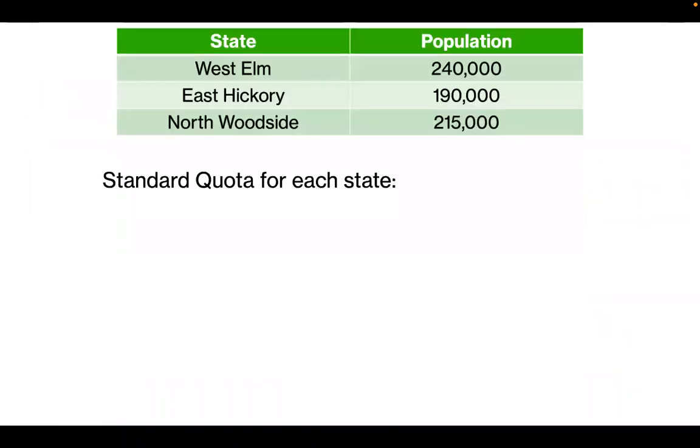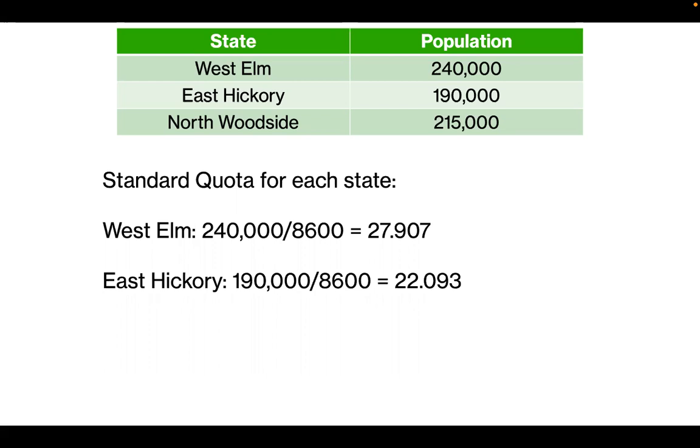I then can find my standard quota for each state. So for West Elm, I take my population of 240,000 divided by 8,600 for a standard quota of 27.907. These are rounded to 3 decimal places. East Hickory, 190,000 divided by 8,600 gives me a standard quota of 22.093. And North Woodside, 215,000 divided by 8,600 gives me a nice, not round number of 25 for the standard quota.